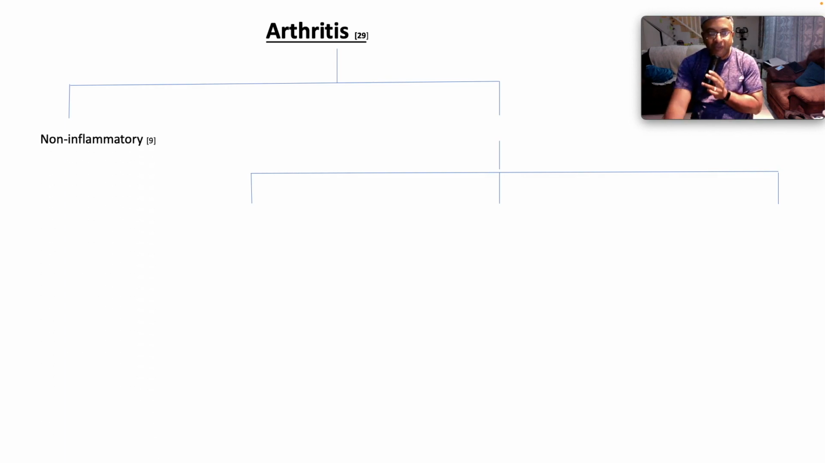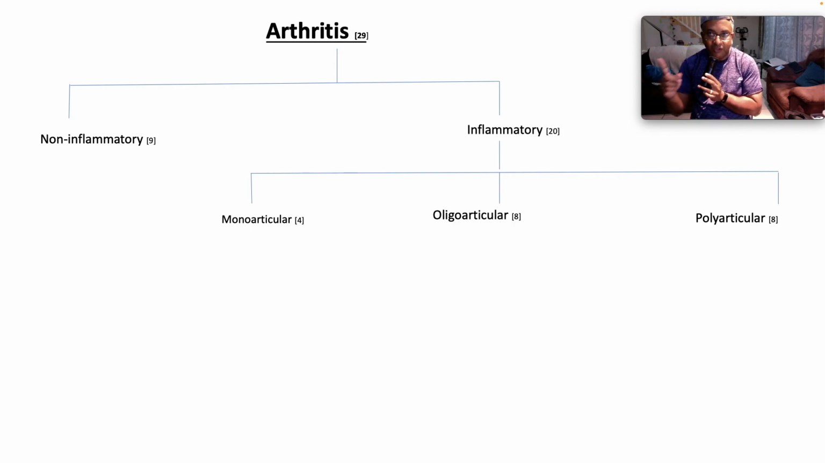Arthritis, by and large, we can cut into inflammatory and non-inflammatory. And inflammatory is further classified based on the number of joints involved. So monoarticular is just one joint. Oligoarticular is between 2 and 4 joints. Anything with 5 joints and above is polyarticular.